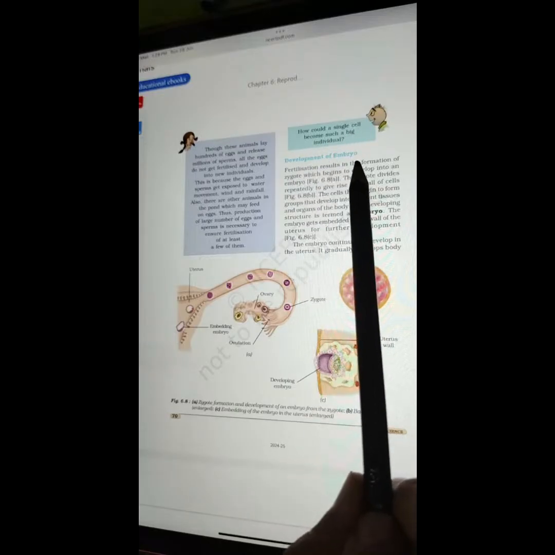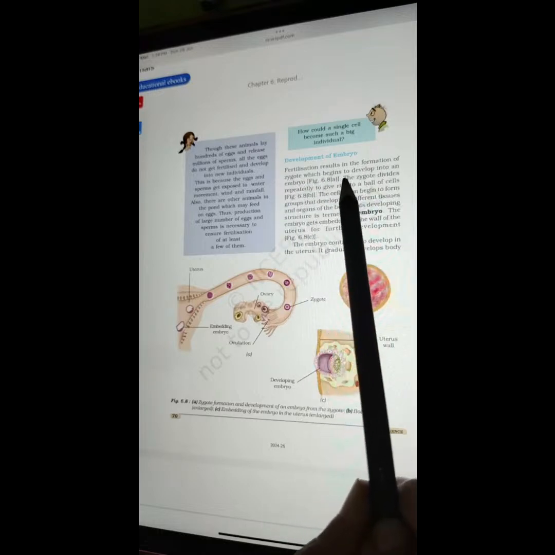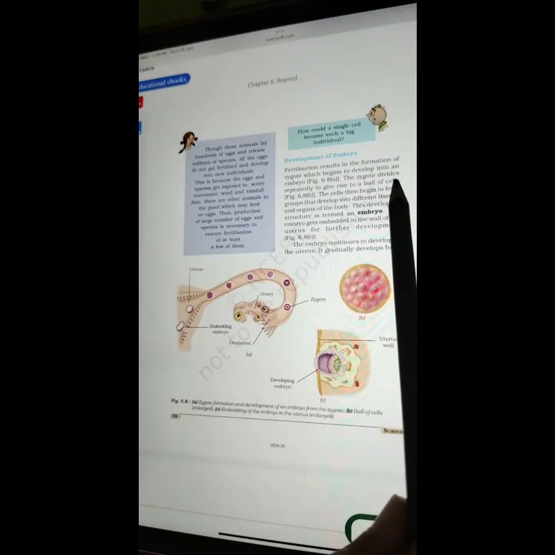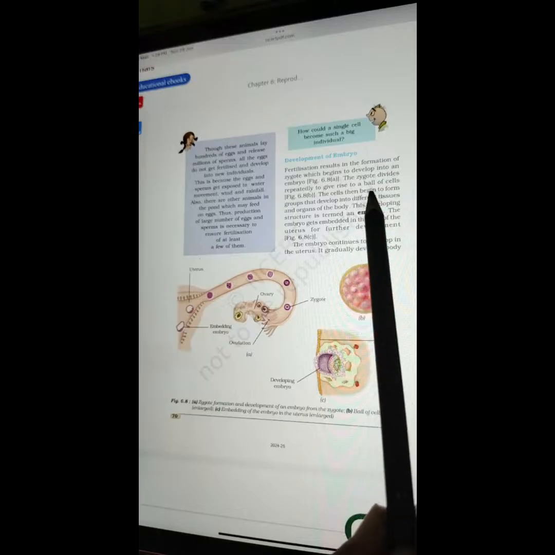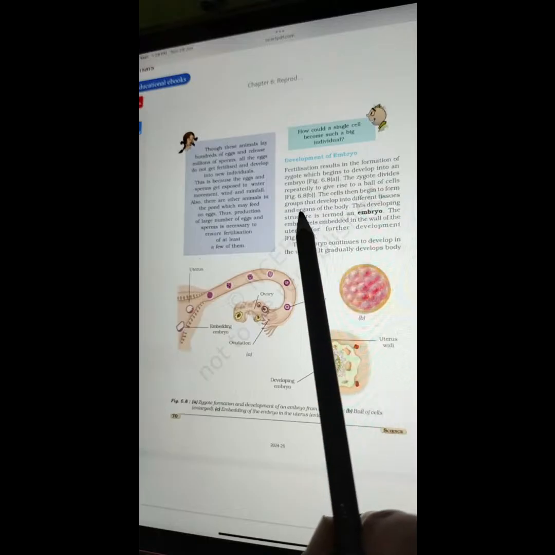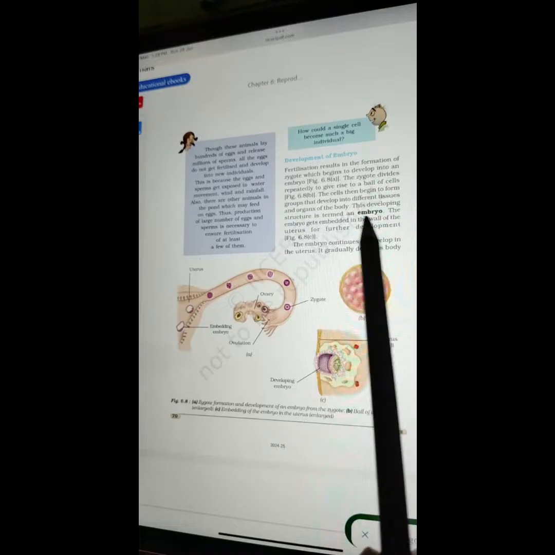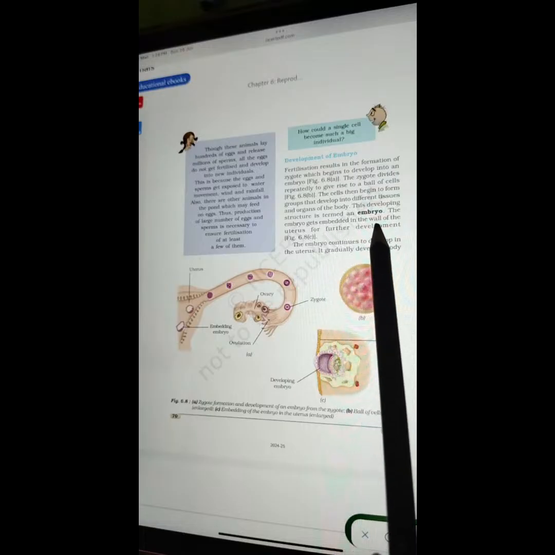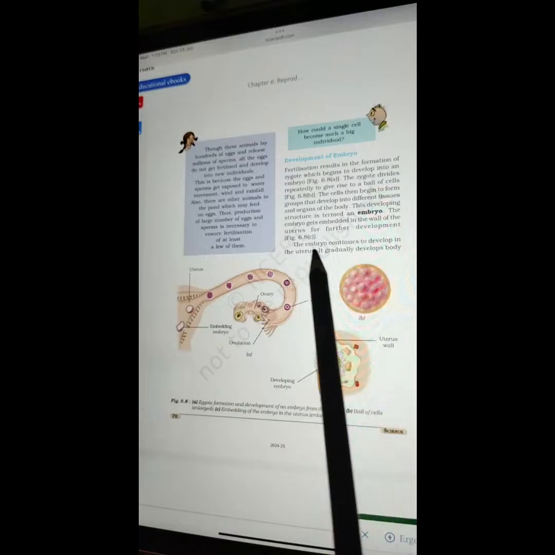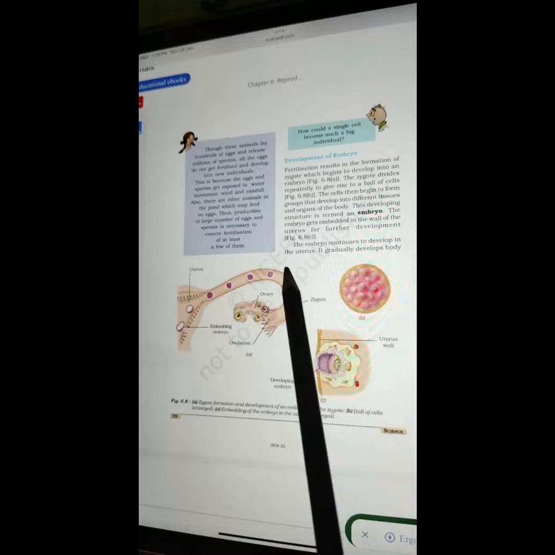Development of embryo. Fertilization results in the formation of a zygote which begins to develop into an embryo, figure 6.8a. The zygote divides repeatedly to give rise to a ball of cells, figure 6.8b. The cells then begin to form groups that develop into different tissues and organs of the body. This developing structure is termed an embryo. The embryo gets embedded in the wall of the uterus for further development, as shown in figure 6.8c. The embryo continues to develop in the uterus.